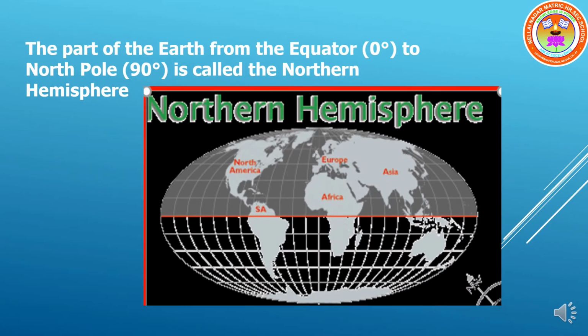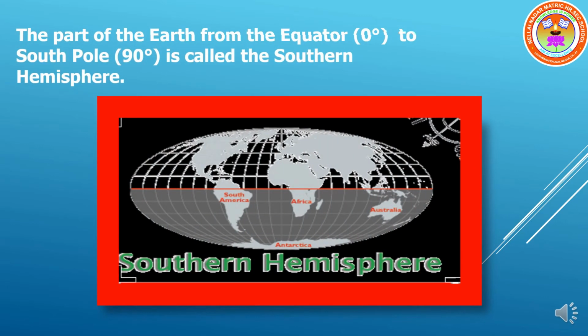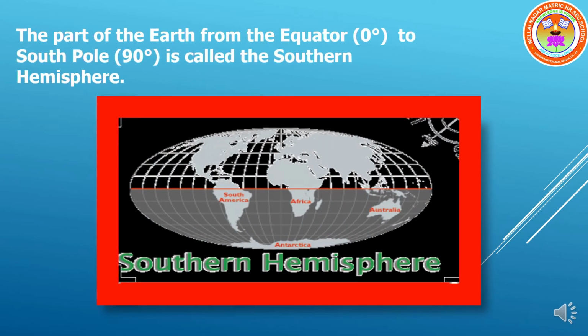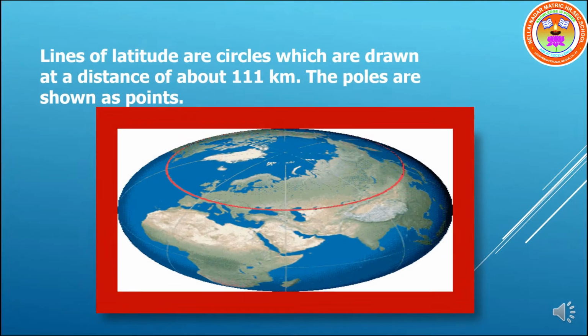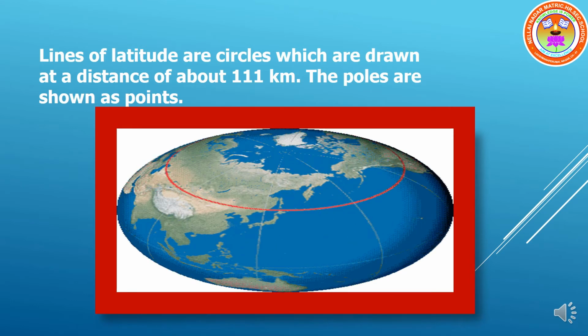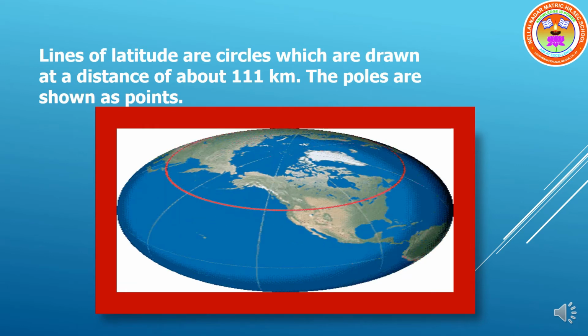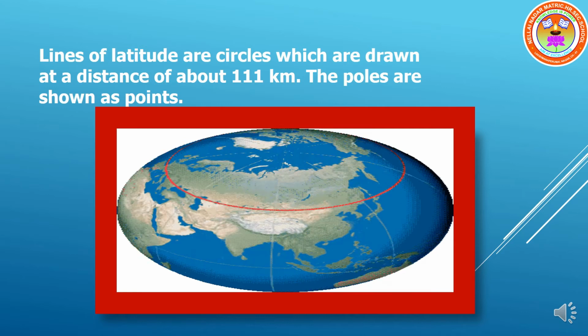Next, the part of the Earth from the equator 0 degree to North Pole 90 degree is called the Northern Hemisphere. Next, the part of the Earth from the equator 0 degree to South Pole 90 degree is called the Southern Hemisphere. Next, lines of latitude are circles which are drawn at a distance of about 111 km. The poles are shown as points.